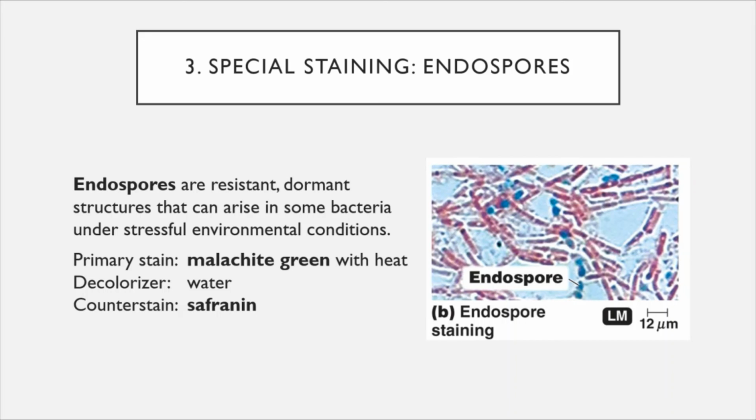Next, we have endospore staining. Endospores are these highly resistant dormant structures that can arise in some genera of bacteria under stressful environmental conditions. I like to think about these as being like the bacterial bomb shelters. Under stressful conditions, some bacteria, particularly those belonging to the genus Bacillus or the genus Clostridium, are able to produce endospores, which are highly resistant to drying, to high temperature, to low nutrient conditions.